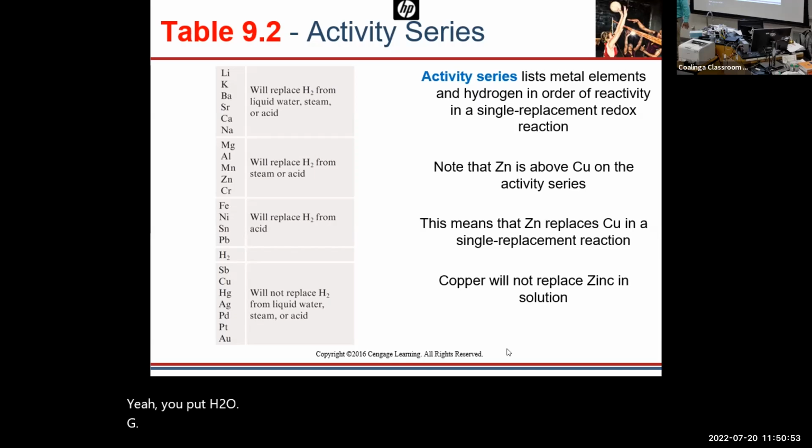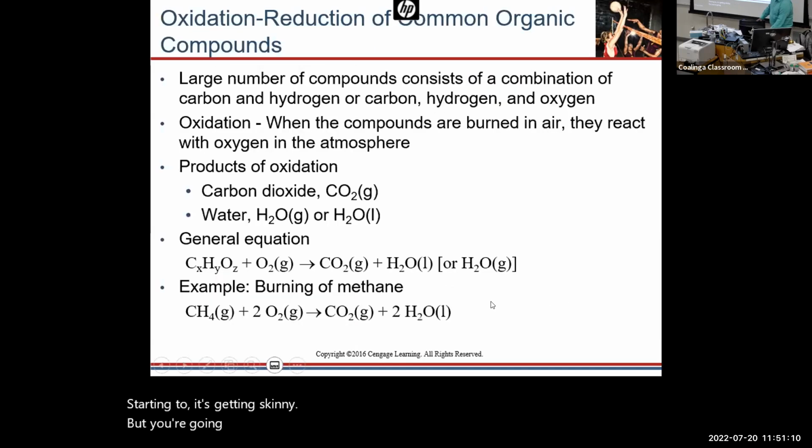Okay, any other questions? Okay. But you guys see how that works, right? Starting to. It's getting there. But you're gonna add another layer. Oh, of course, yeah.